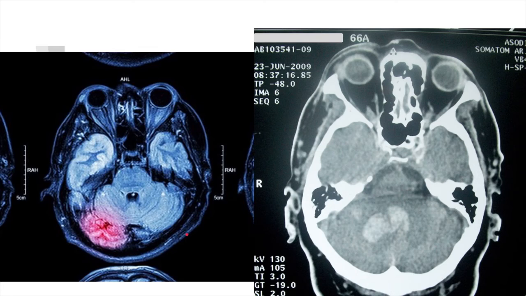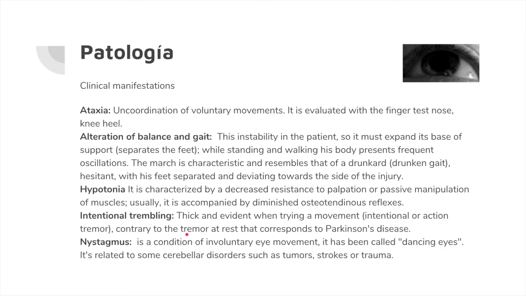So when there is damage to the cerebellum, what you may find is basically damage to the functions it is in charge of. For example, if the cerebellum is in charge of coordination, the coordination of a sick patient will be damaged. This is a medical term called ataxia, and it corresponds to the lack of coordination of voluntary movements.